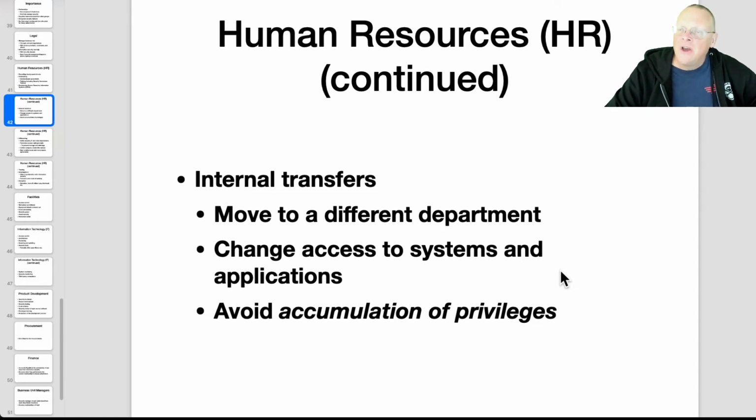I know at the college, you always can get more keys. Nobody ever collects your old keys, so the old teachers just have a lot of keys they can get in every room, which is the accumulation of privileges you're trying to prevent here.